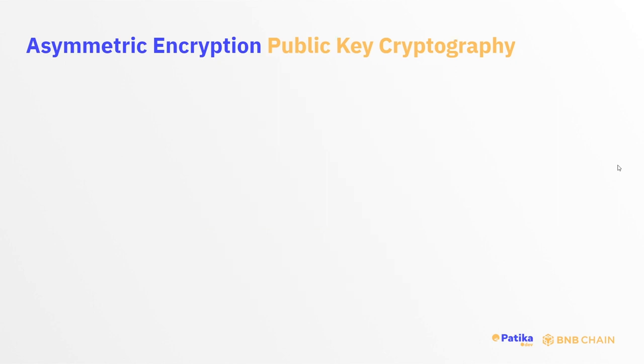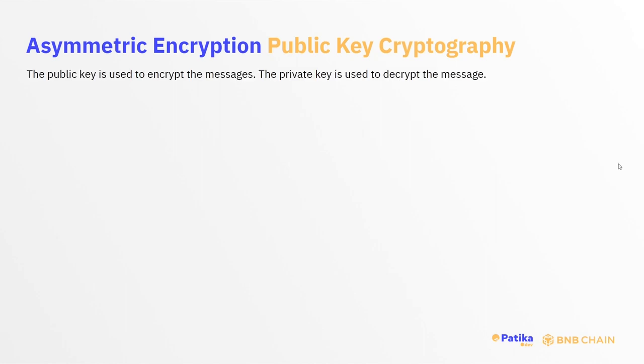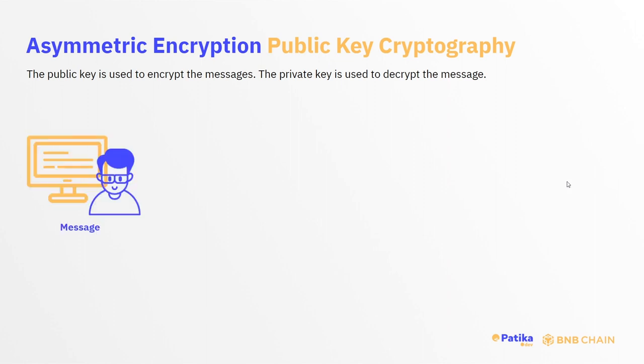So let us understand it with a visual example. The public key is used to encrypt the messages. Okay, the private key is used to decrypt the message. Here, we have a message, for example, from Bob, and we want to send it to Alice. So in this regard, I want to encrypt the message using Alice's public key, and that message can be decrypted with her private key, meaning that only she can decrypt the message.